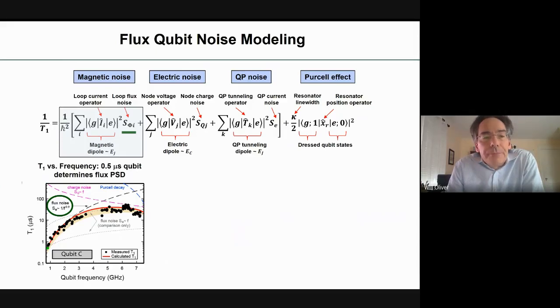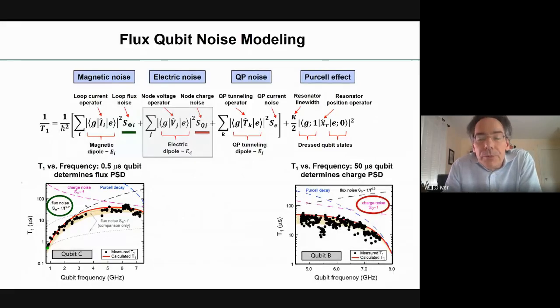To get a handle on the magnetic field or the flux noise, we designed a qubit that was highly sensitive to flux noise intentionally, and then measured the T1 as a function of the qubit frequency, and that's what's shown here. And from that, by simulating the matrix element for this design, and then fitting the data that we measured, we were able to infer what the power spectral density was for flux noise, S phi.